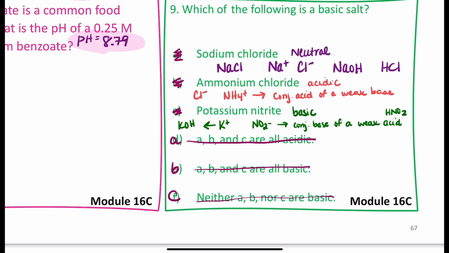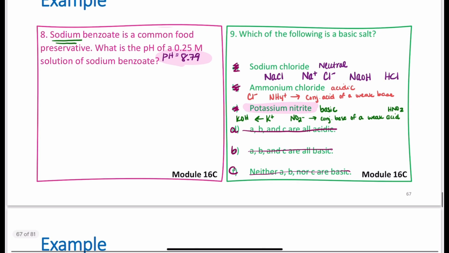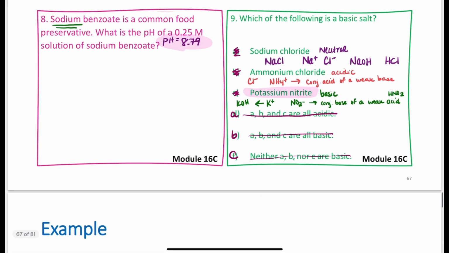The only one that is actually going to be basic is potassium nitrite. Because again, that nitrite is the conjugate base of a weak acid, which means it itself will act as a base, and it will grab a proton. It will grab a proton from water. So this will be a basic salt.